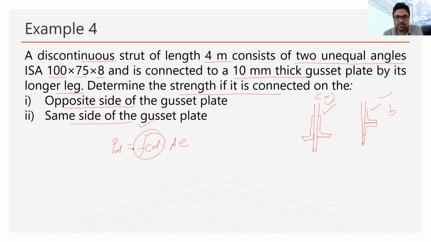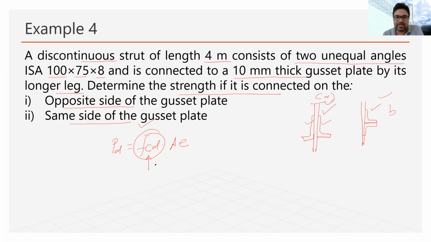So all the game is for this FCD, finding the FCD value. So as you can see here, in both the cases, there are three sections actually. One is this gusset plate, and two are the angle system. So again, like we have done in example 2, there were three sections in example 2, and in that case we were supposed to find out the radius of gyration of the combined section. So the similar approach we will follow here.